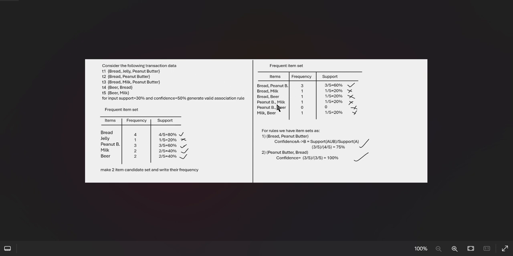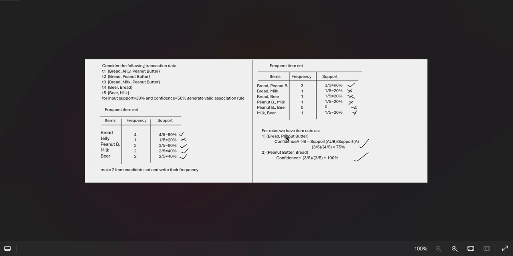Similarly, bread and beer, peanut butter and milk, peanut butter and beer. So peanut butter and beer is 0, because these two are not occurring simultaneously in a transaction. So this will be 0, and we will not consider it. What will we not consider? The 20% or less than 20%. We will not consider these, and we will consider the 60%.